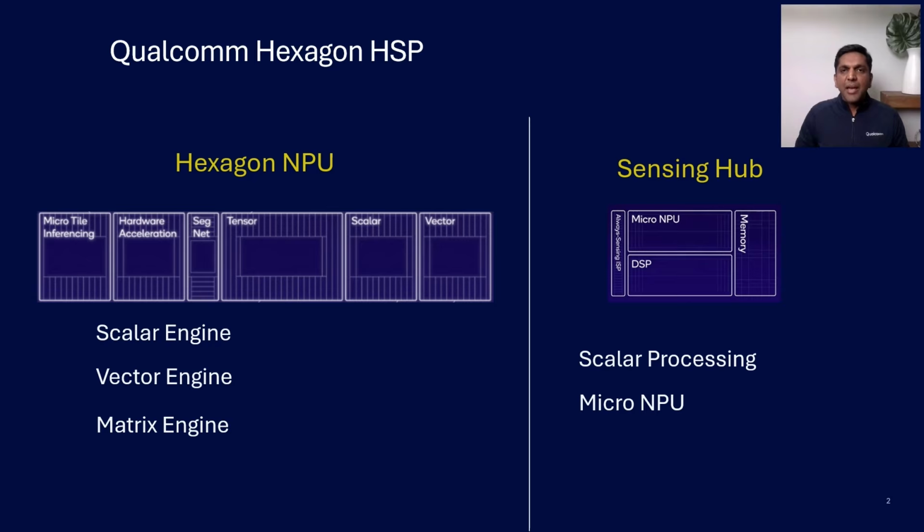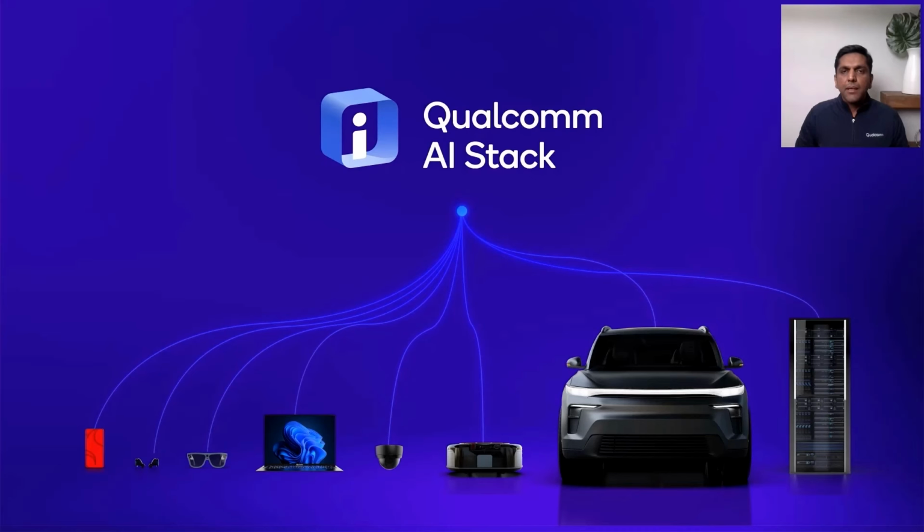On the Sensing Hub side, we see a scalar core for lightweight processing, a micro NPU built for ultra-low power inference tasks like keyword detection or simple sensor fusion. What's important is that Hexagon's support package enables code generation for all these compute sub-blocks within Hexagon NPU and the Sensing Hub. We looked at the compute blocks Hexagon support package targets within Qualcomm SoC.